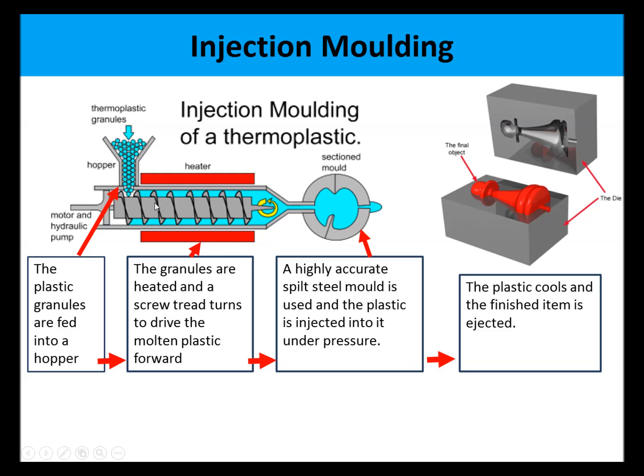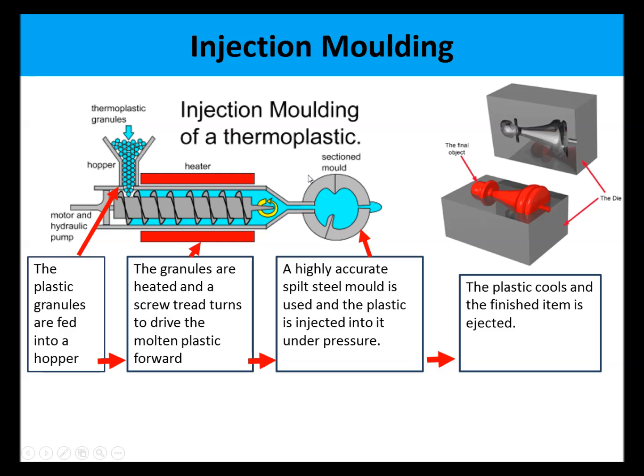As it turns, it moves the granules past these two heaters that surround this pipe, and the plastic ends up in this area here, and it's molten. It's become so hot that it is liquid. Then a hydraulic pump pushes this whole part forward, which injects the plastic into the split steel mould. Here we see another picture of a split steel mould, and this red chest piece is the piece that's being made. This steel mould is sometimes called the die, and this final object is then ejected. Quite often there's a pin that just pushes the product out, and then the whole cycle goes again.